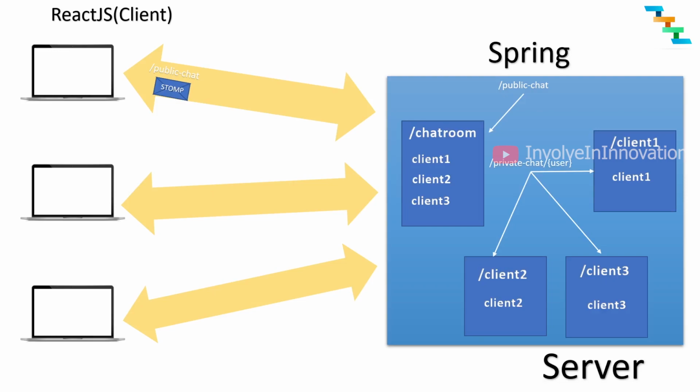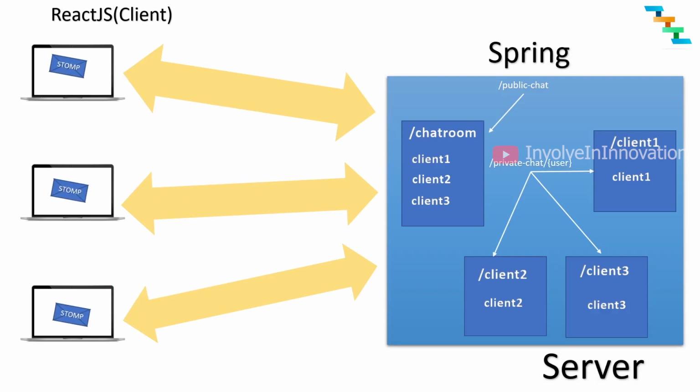Here in this case, client 1 sends the Stomp message with the payload to the mapping address /public chat. Whenever a message reaches the public chat URL, that message will be sent to the topic chat room. Here there are 3 different clients: client 1, client 2, client 3 subscribed to this particular topic. So in this case, this message will be broadcasted to all the users who are listening to this topic. So this message will be sent to client 1, client 2 and client 3.